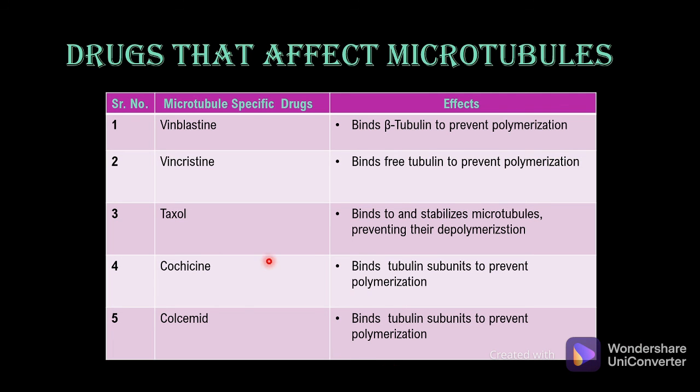Here again we come to the important part, that is the drugs that affect microtubules. So vinblastine, what is the effect of vinblastine? It binds to beta tubulin to prevent polymerization. Vincristine binds free tubulin to prevent polymerization. Taxol binds to and stabilizes microtubules, preventing their depolymerization. Colchicine binds tubulin subunits to prevent polymerization. Colcemid binds tubulin subunits to prevent polymerization.